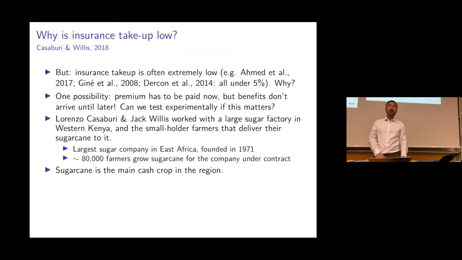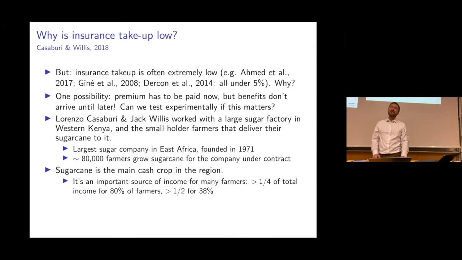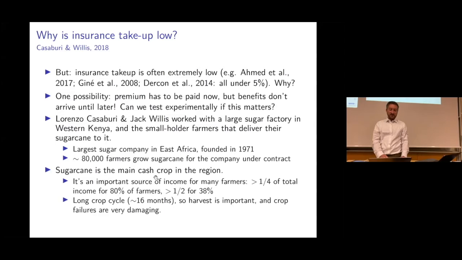Sugarcane is super important in this setting. It's the main cash crop in the region, and it's an important source of income for a lot of these farmers. So for about a fourth of farmers, it's more than 80% of income. And for half of the farmers, it's at least 38% of income. So it's a really important source of livelihoods, and it has a long crop cycle. So it takes about 16 months for it to be ready for harvest. And so that means each harvest is very important. If you lose the harvest, that's a big problem because it only comes so rarely.